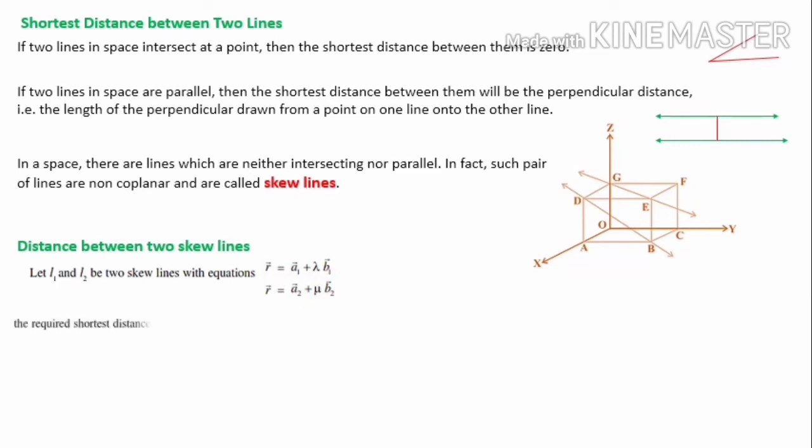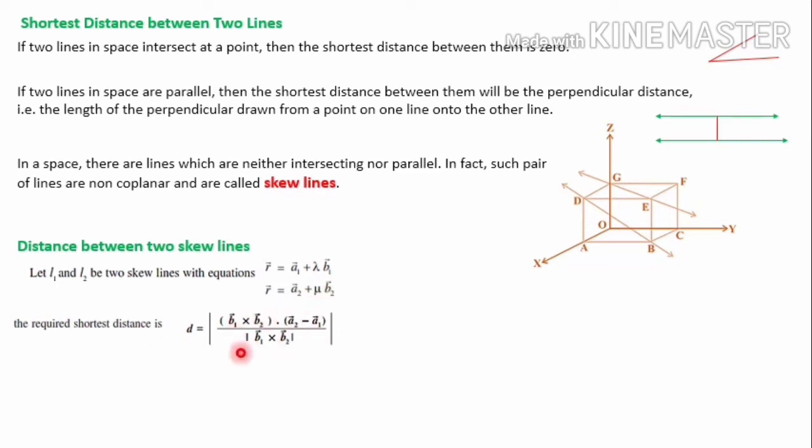Here the distance between two skew lines, or the shortest distance between them, is D is equal to modulus of B1 cross B2 dot A2 minus A1 divided by modulus of B1 cross B2. So you need to learn this formula by heart. D is equal to modulus of B1 cross B2 dot A2 minus A1 divided by modulus of B1 cross B2. When an equation is in this form, you must quickly identify what is A1, what is B1, what is A2, what is B2. That is very important to substitute in this formula.